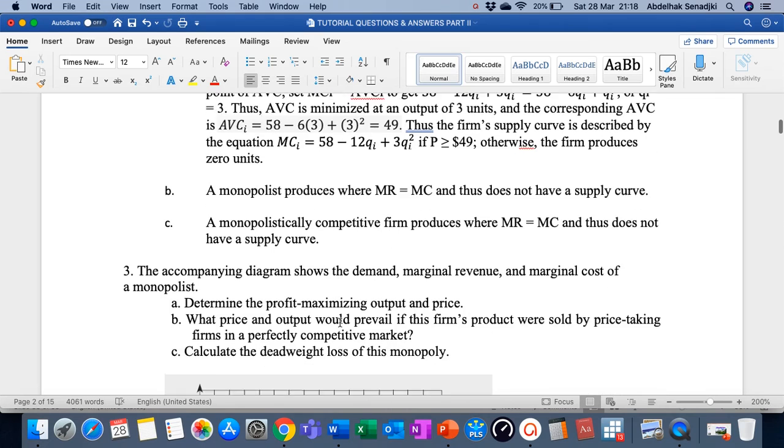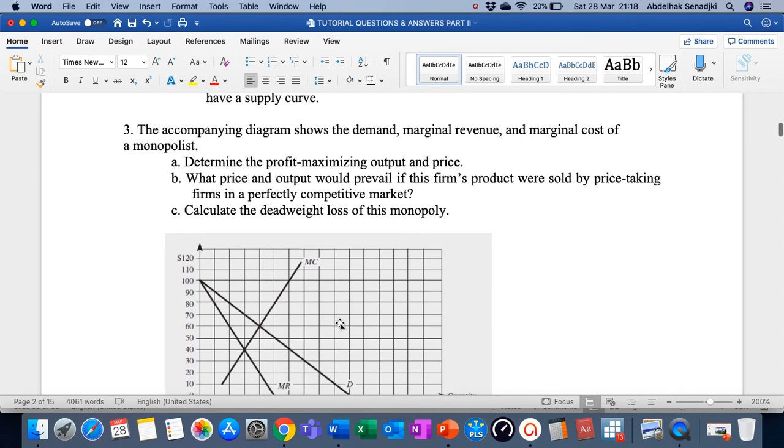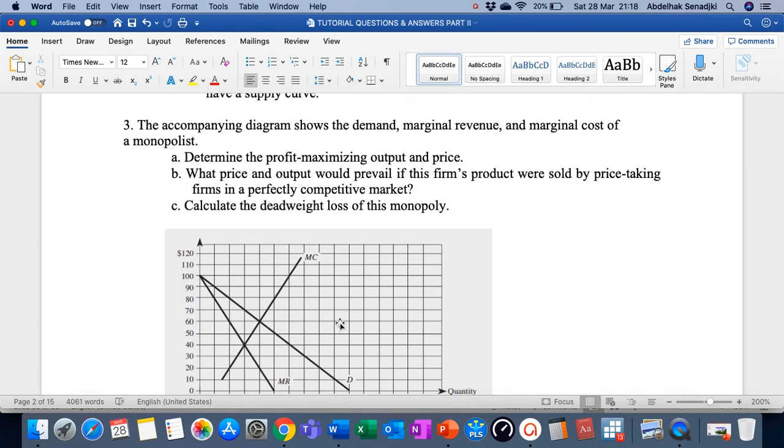supply curve. The third question is: the accompanying diagram shows the demand, marginal revenue, and marginal cost of a monopolist. First, determine the profit maximizing output and price. Second, what price and output would prevail if the firm's product were sold by price-taking firms in a perfectly competitive market? And third, calculate the deadweight loss of this monopoly.